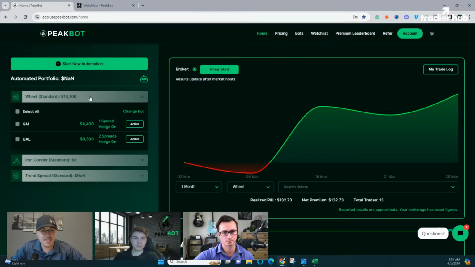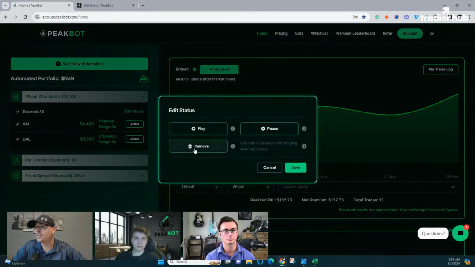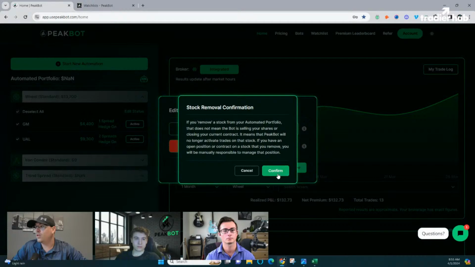I'll use the classic example of my father, made 28% last year, didn't touch his account, just traded Amazon, Verizon, Google, and Starbucks. He didn't touch it because he doesn't mind if he owns those shares and gets assigned. But anyway, I'm going to drop GM and UAL here just by clicking the checkbox, looking at its status, and I'm going to hit remove. This is where you can pause, play, or remove your tickers here.